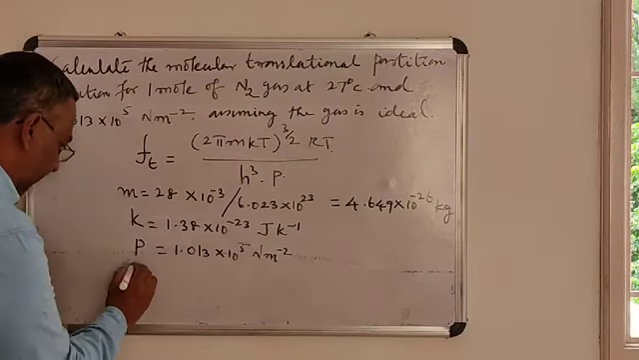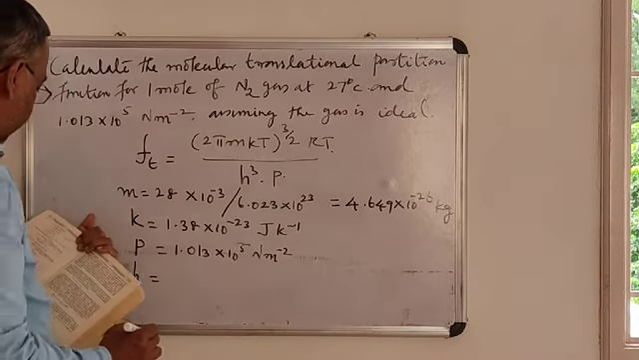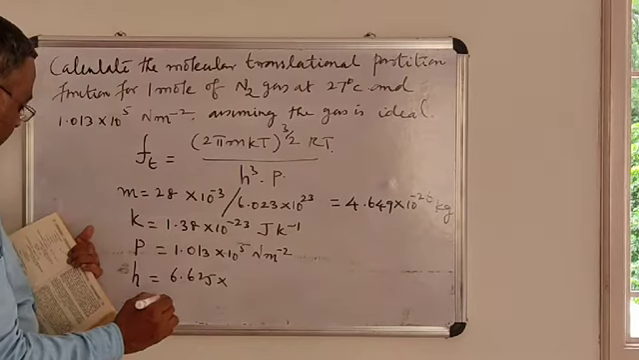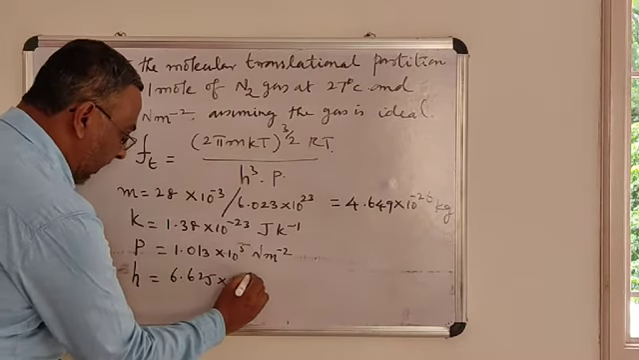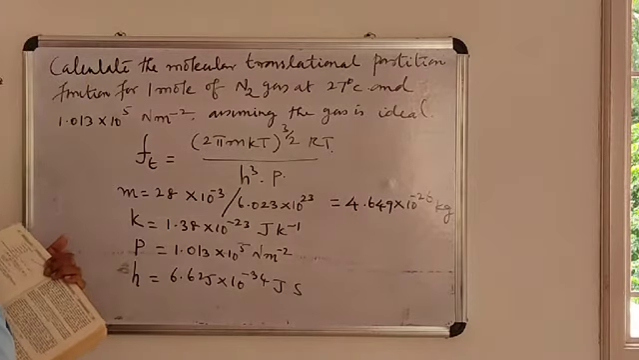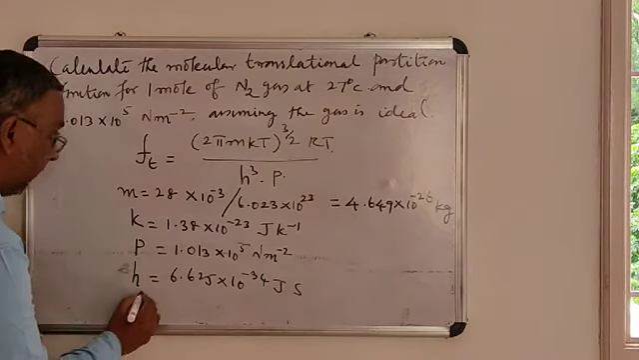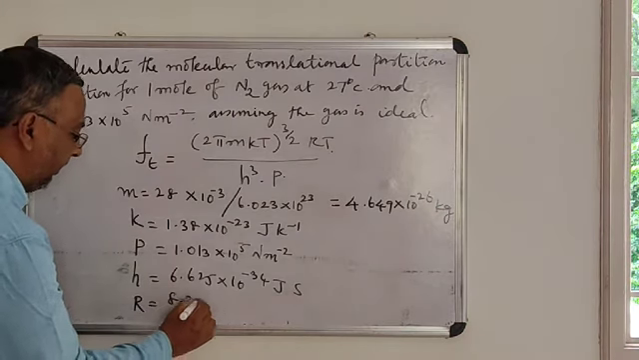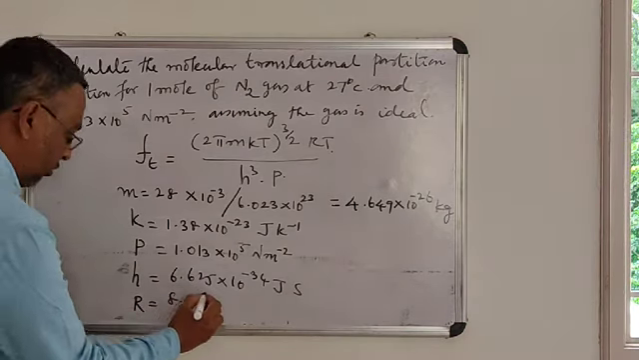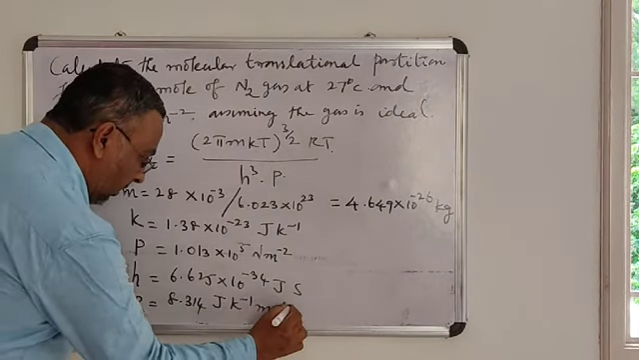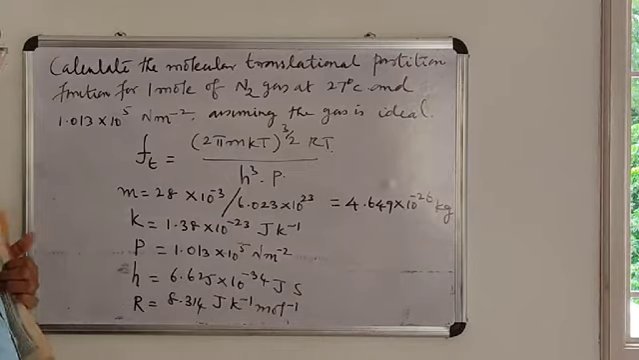Planck's constant H value is equal to 6.625 into 10 to the power of minus 34 joules second. Then gas constant R is equal to 8.314 joules per Kelvin per mole. These are all the values with the units.